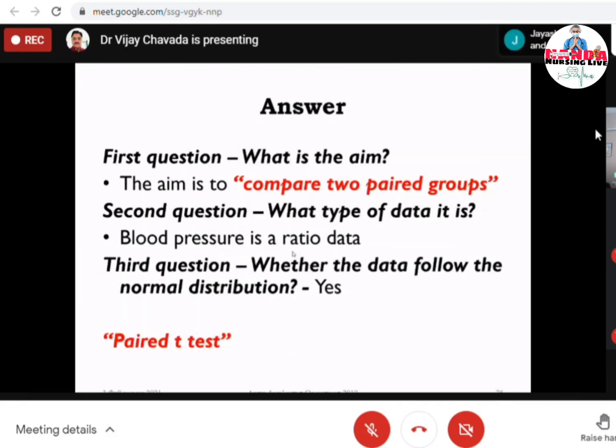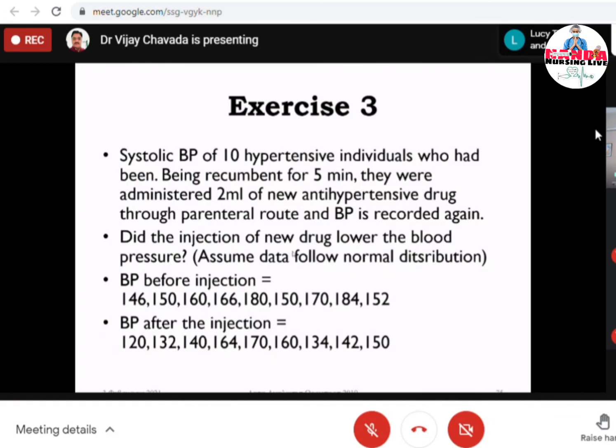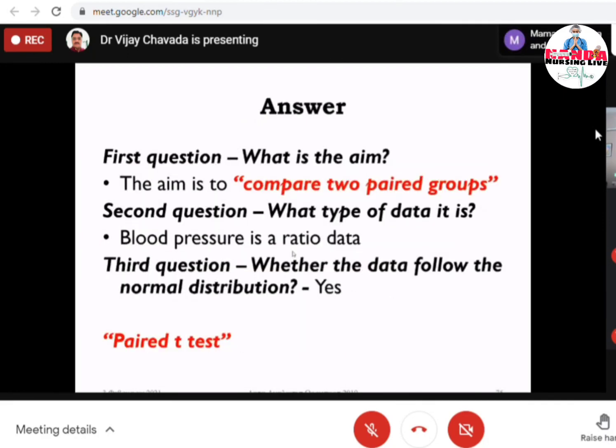So likewise, first, what is the aim? To compare two paired groups. Why paired groups? Because the same subjects were measured before giving the injection and after giving the injection. So it is a comparison between two paired groups. Now what type of data is it? And third question, whether it follows normal distribution or not. Yes, it is following normal distribution. You better go for the paired t-test.